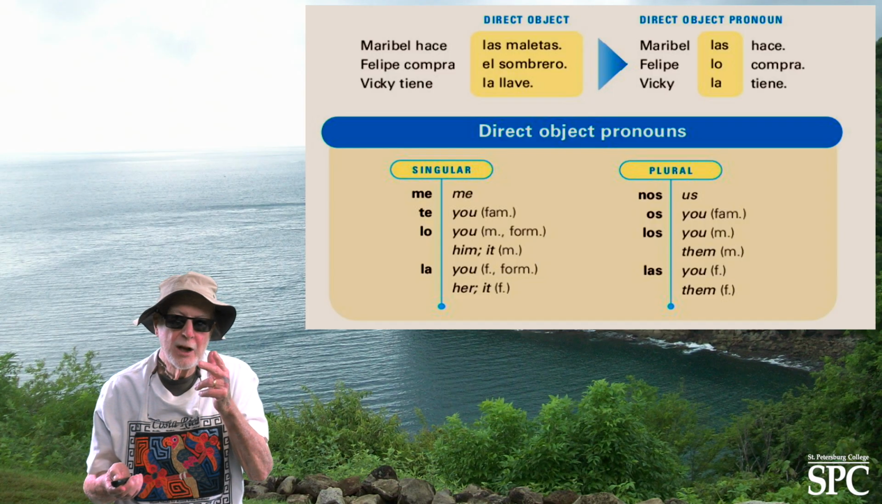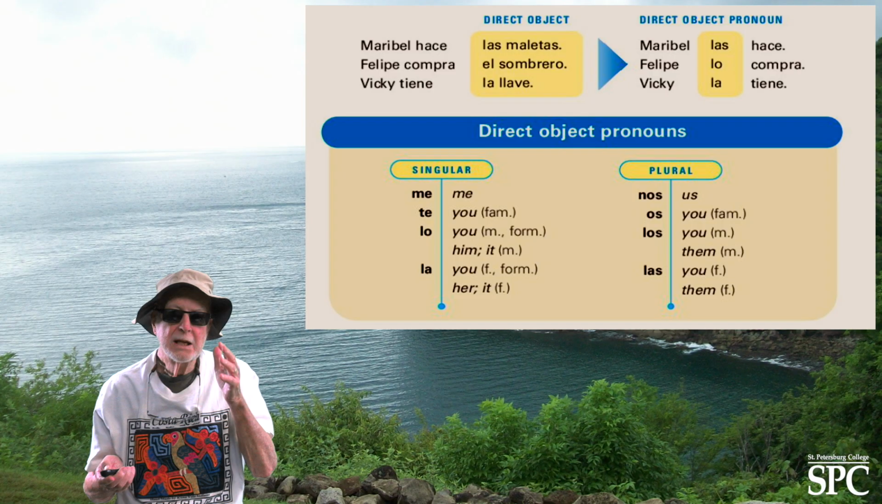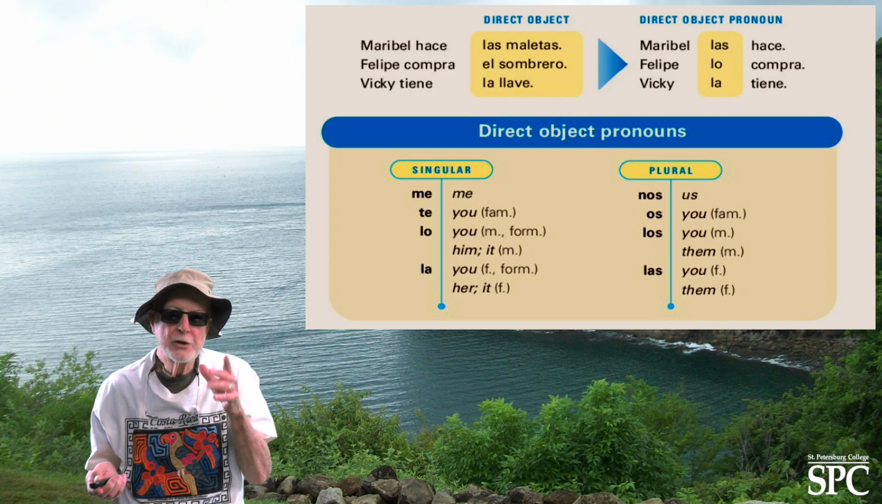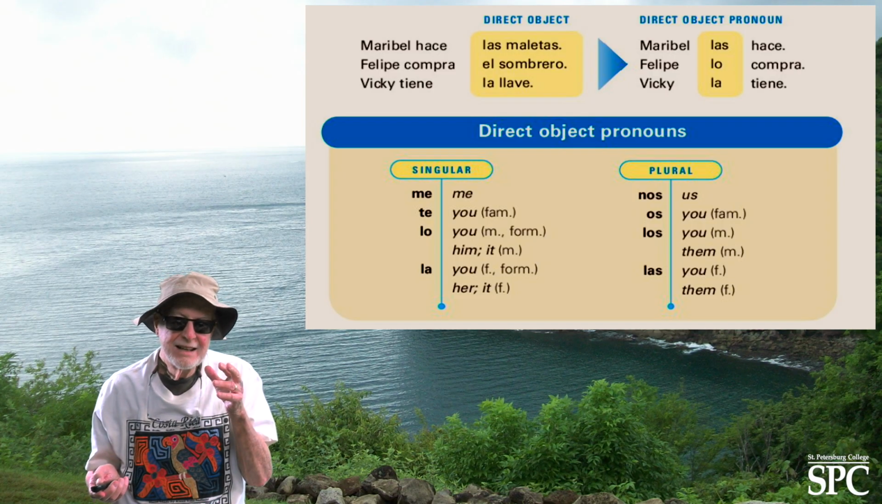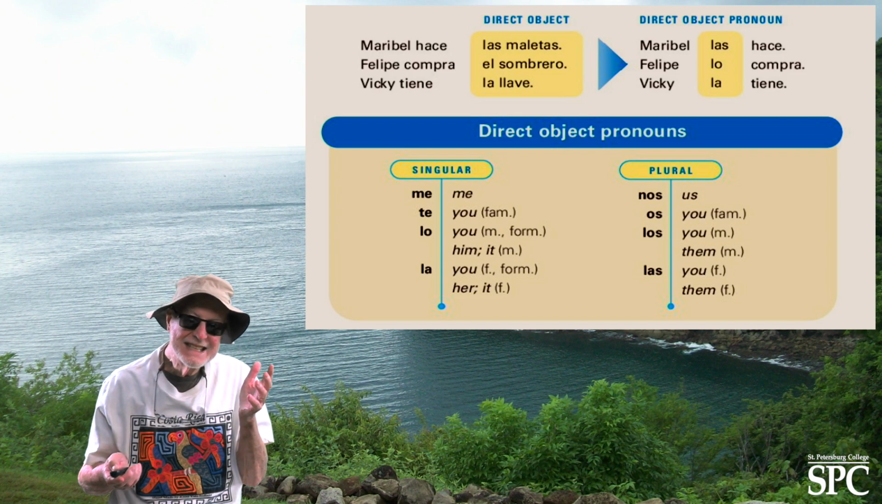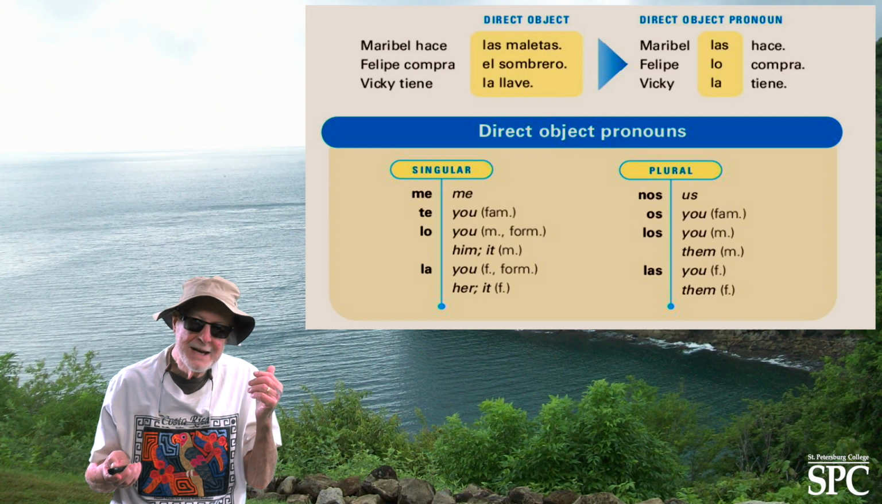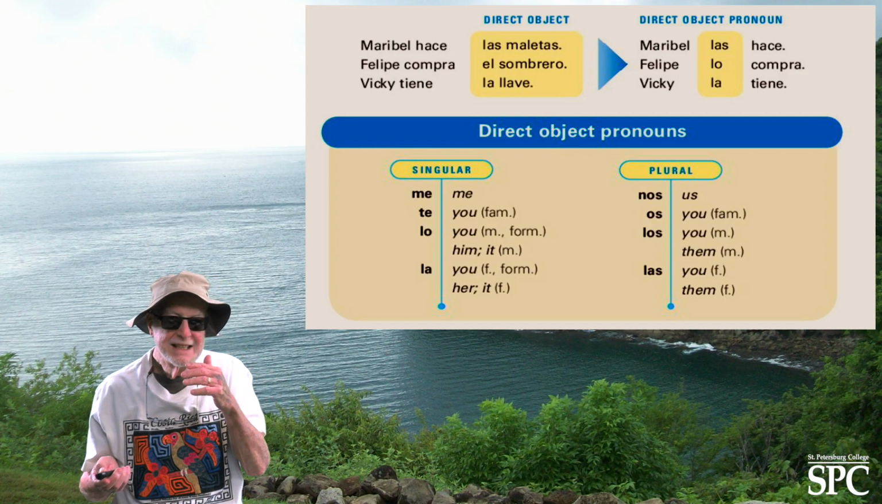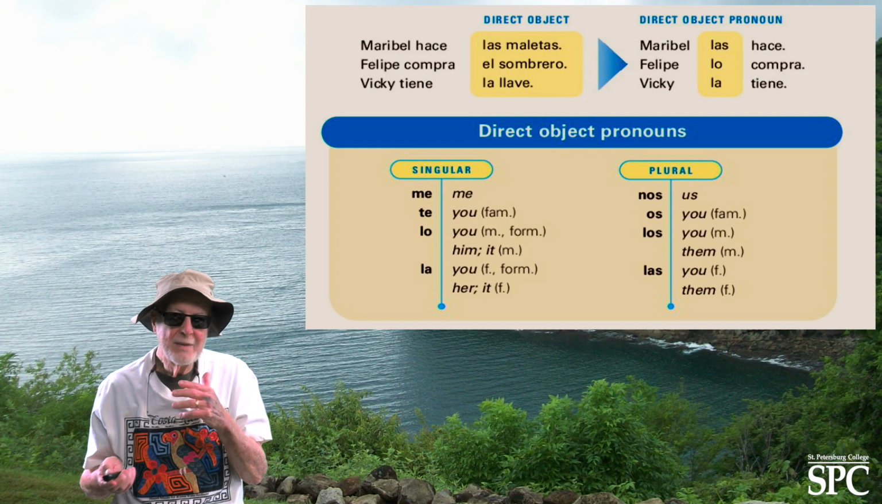The direct object pronouns are in the list there. Me, te, lo, la. Nos, os, los, las. And we're only going to really look at lo, la, los, las today. It, them. It, them. Lo, la, it. Take a wild guess, masculine, feminine. Los, las, plural, masculine, feminine.